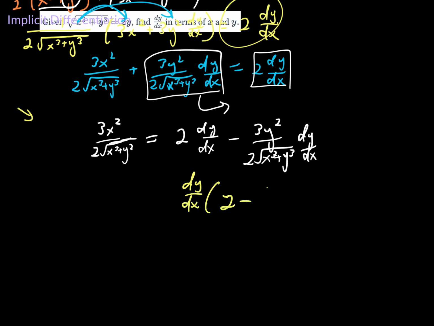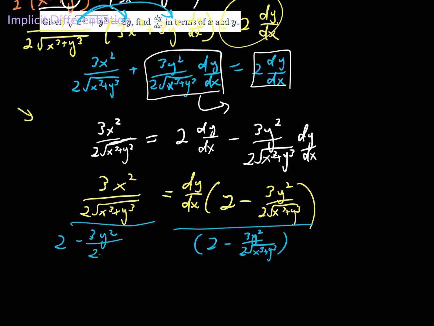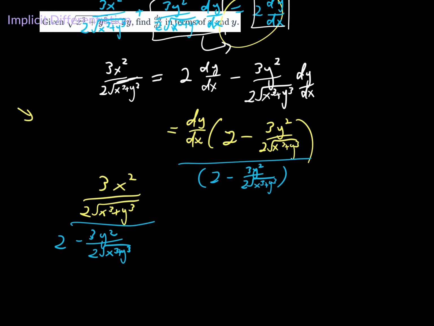Now we have 2 minus this. And let's finish this up by dividing by what we want to get rid of. I'm going to divide by this right here. 2 minus 3y squared over this. Okay, now this one right here.